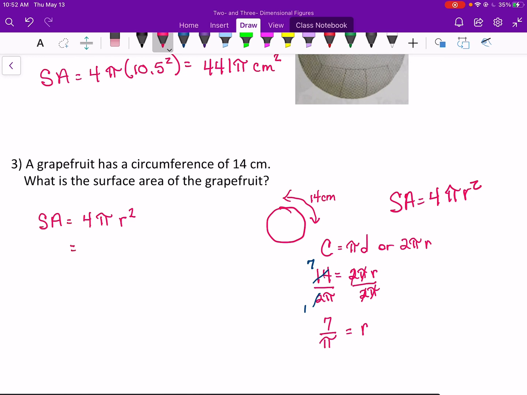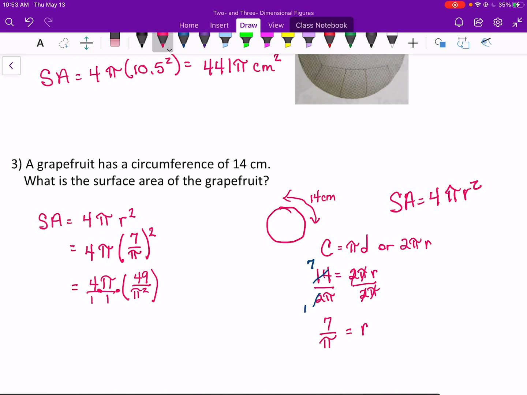So here we go. Let's plug it in. 4 times pi times that radius squared. Don't let that pi and the square get you a little worried. It'll work out just fine. So that's 4 times pi times 7 is 49. Pi times pi is pi squared. Now remember, that 4 pi, those are over 1. So I have 4 times pi times 49 over pi squared.